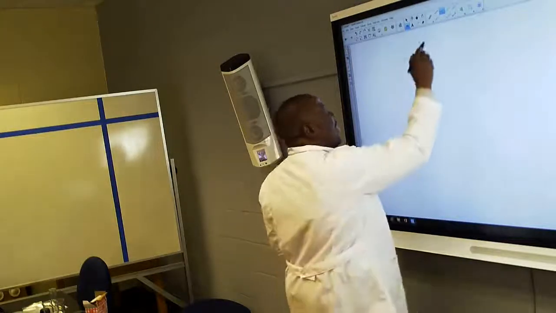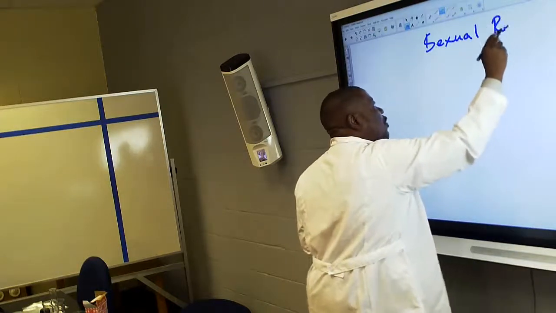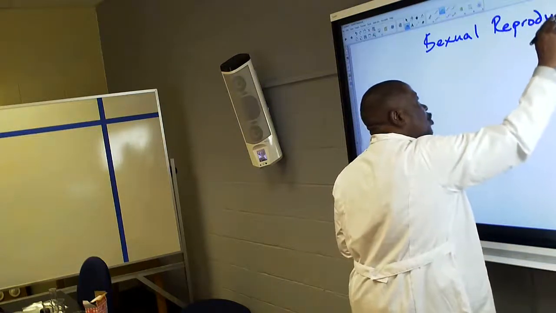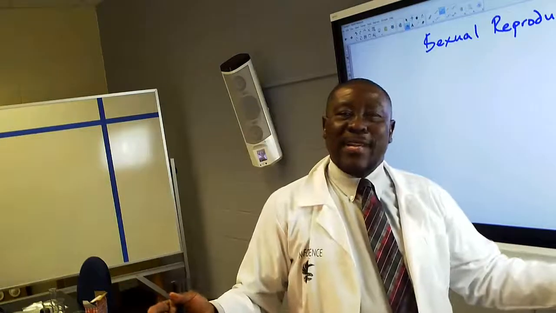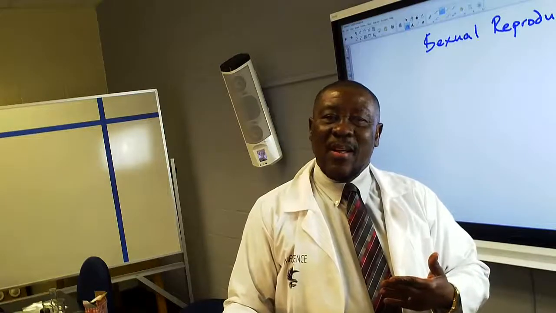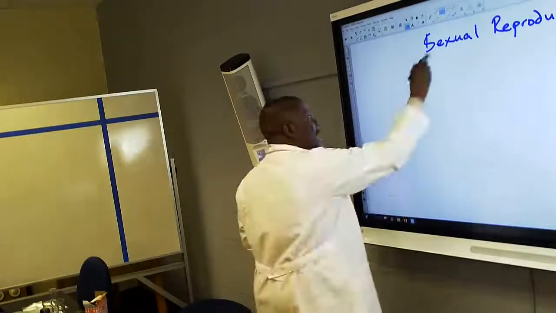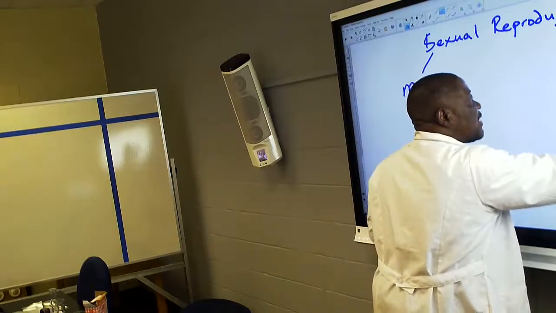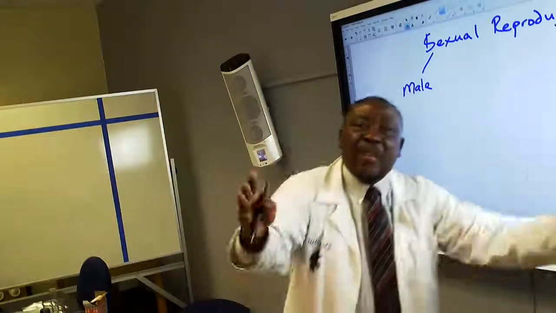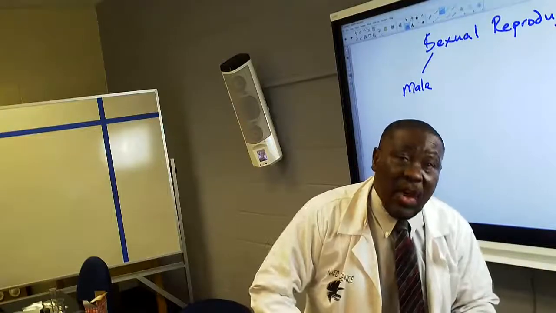So here we go. So this is sexual reproduction. Now, you and I know for sexual reproduction, it always has to involve two different individuals. When I use the word different, I'm talking about in terms of sex, male and female. Male and male, no. Female and female, no. It's got to be male and female. All right? So we have the male, and then we have the female. Now, guys, listen very carefully to me. Male and female are different. And because they're different, they have different sets of genes.